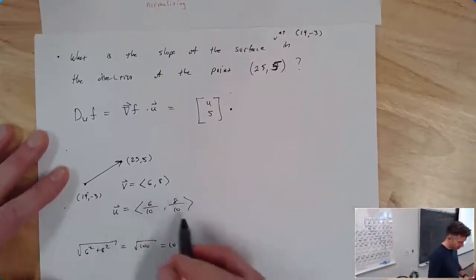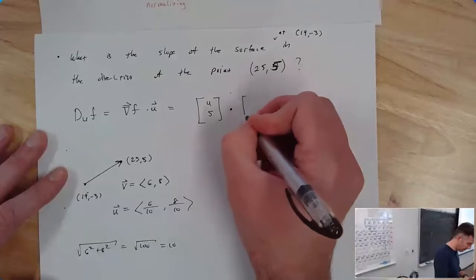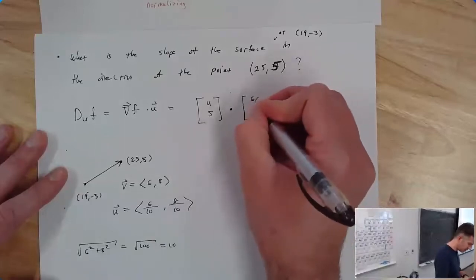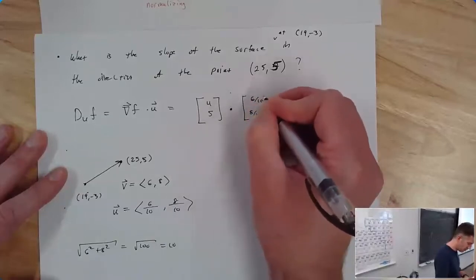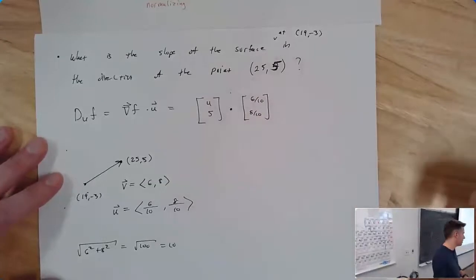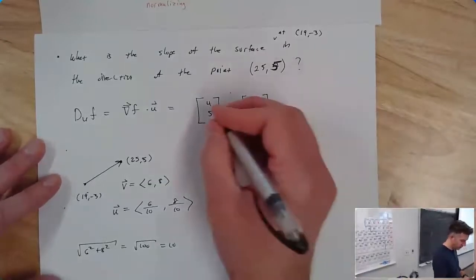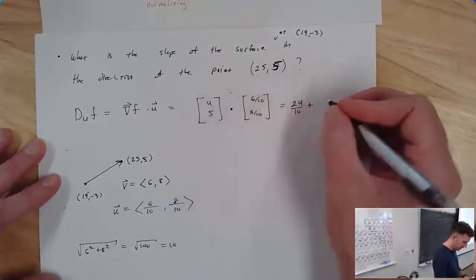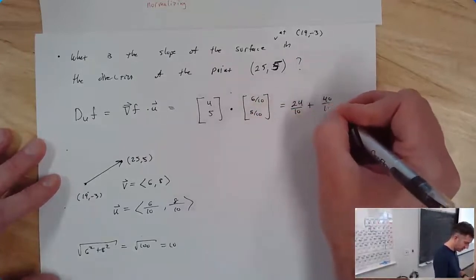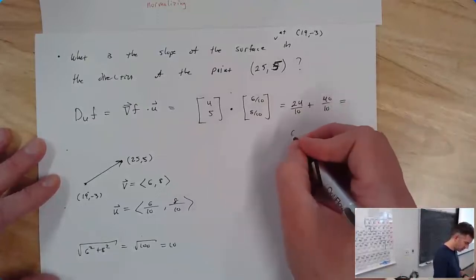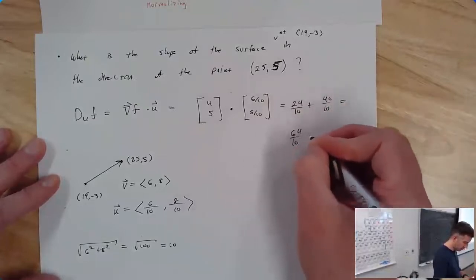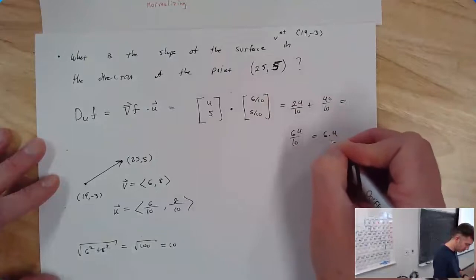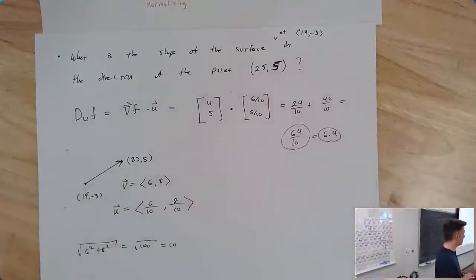So that's the vector we're going to be dotting with: the vector 6/10, 8/10. Or maybe I should have reduced those fractions, but I didn't. So then I've got 4 times 6/10, which is 24 over 10, plus 5 times 8/10, which is 40 over 10, which adds up to 64 over 10, or 6.4. Or some other fraction that's smaller than that.